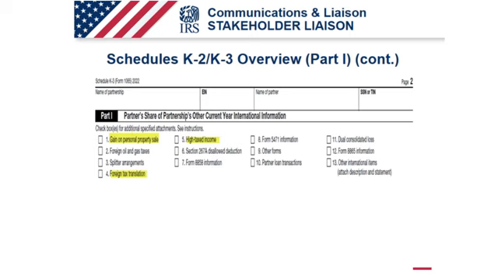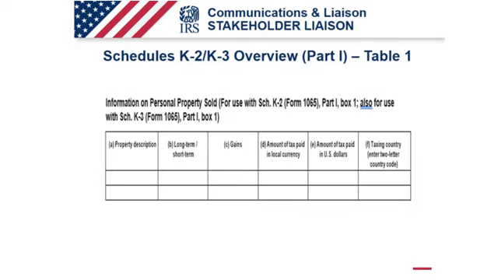The next slide is a screenshot of Part 1. The boxes that are relevant for a U.S. individual partner or shareholder's foreign tax credit determination are highlighted. I will focus on one of those boxes listed on the slide, and that is Box 1, Gain on Personal Property Sale. Part 1, Box 1, requires the partnership to provide information concerning personal property sold. The information is presented in the format of Table 1, which is shown on this slide.